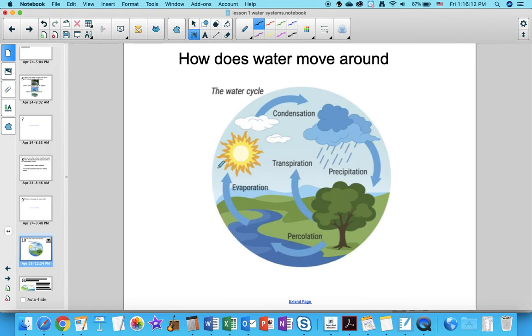So how does water move around? And you've probably done this in grade 4 and 5, and you've talked about the water cycle, right? You've talked about precipitation or rain, where water hits the ground or a lake or river. And you've talked about evaporation, right? Where heat from the sun or the environment causes water to go back into a gas and leave the body of water or the land and go back into the air and then condense back into clouds and rain.